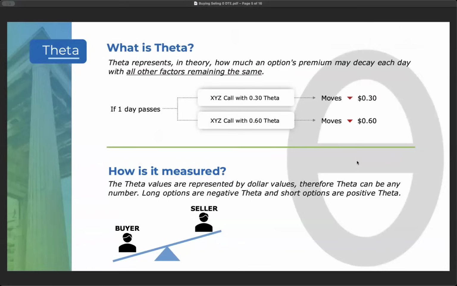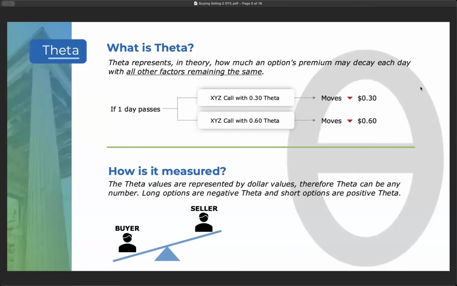Really, what we're going to go over are 2 of the most important Greeks if you are trading these shorter dated expirations, and that's theta and gamma. So let's look at theta. What does theta mean? Why do we need to know it if we're trading shorter dated expirations? Theta represents, in theory, how much an option's premium may decay each day with all factors remaining the same. Meaning, if you hold an option contract and you hold it for 1 day, how much does the value of that option decrease by holding that option for 1 day?